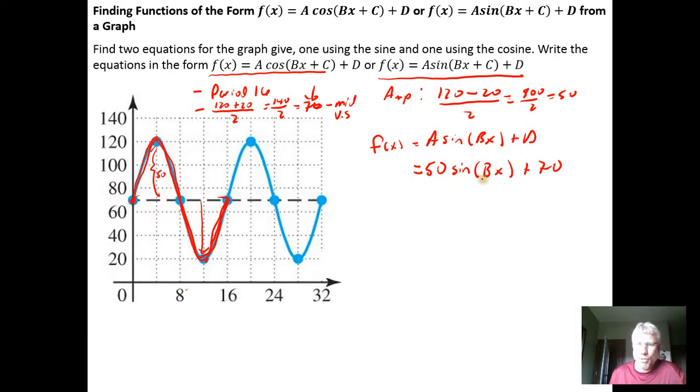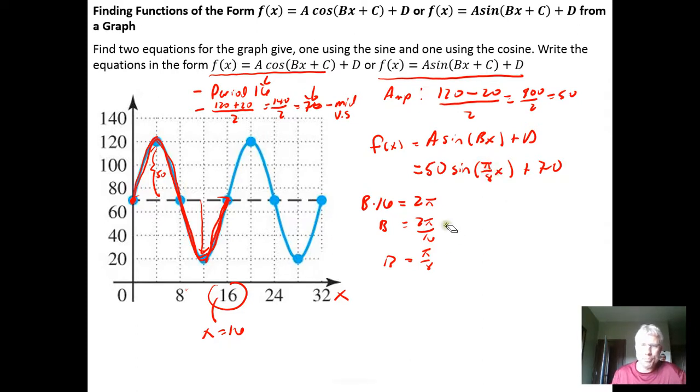And I just need to figure out what b is, but I know the period is 16, and I want to recognize that if this is my x-axis, this is saying that x is 16. So we're replacing this x with a 16. We're saying b times 16 needs to equal 2 pi, or once around the unit circle. We divide both sides by 16. We get b has to be pi over 8. So I can make my replacement right here, replacing b with pi over 8.